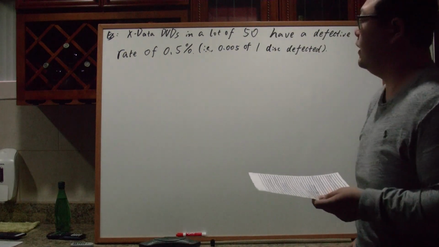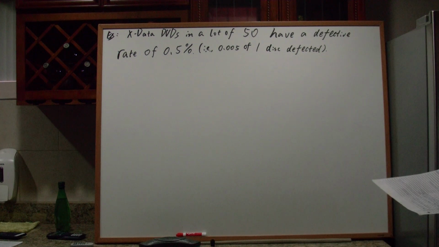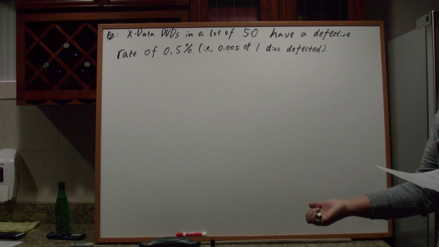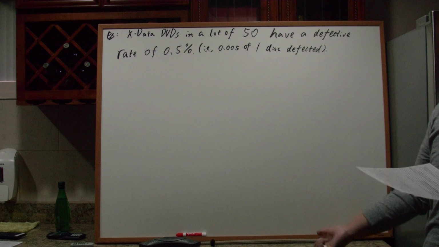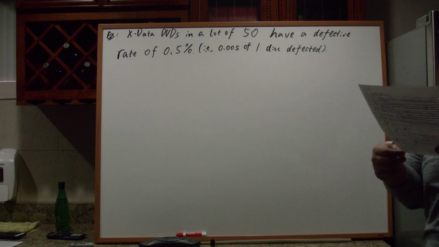Say the DVDs in a lot of 50 have a defective rate of 0.5%. In other words, 0.5% is 0.005, the likelihood of one disk to be defective. 0.005.